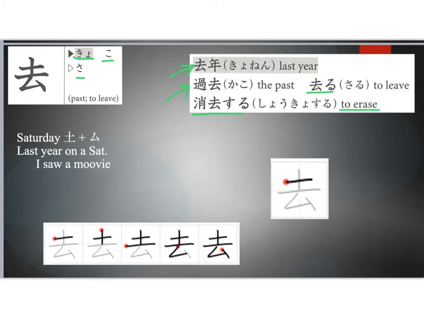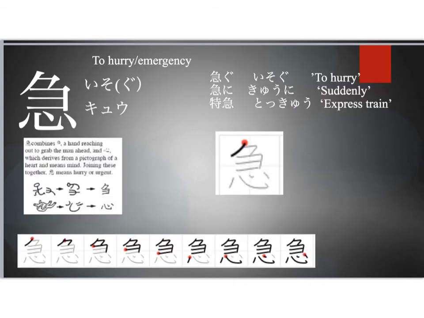This is fairly simple. It has doyobi on top, and then it has mu on the bottom. So I came up with, last year on a Saturday, I saw a movie. That's deliberately misspelled there to represent the mu sound. And here is the stroke order. 1, 2, 3, 4, 5.